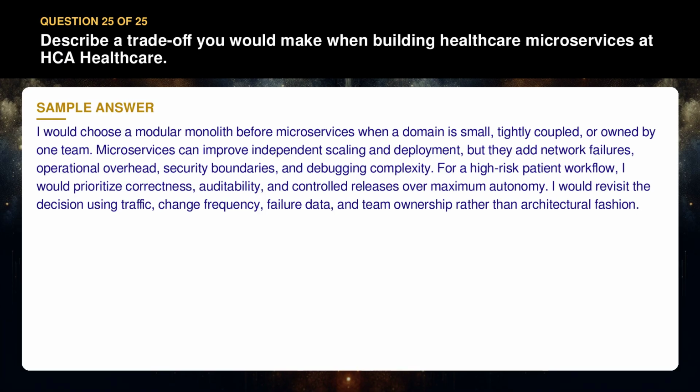I would choose a modular monolith before microservices when a domain is small, tightly coupled, or owned by one team. Microservices can improve independent scaling and deployment, but they add network failures, operational overhead, security boundaries, and debugging complexity. For a high-risk patient workflow, I would prioritize correctness, auditability, and controlled releases over maximum autonomy. I would revisit the decision using traffic, change frequency, failure data, and team ownership rather than architectural fashion.